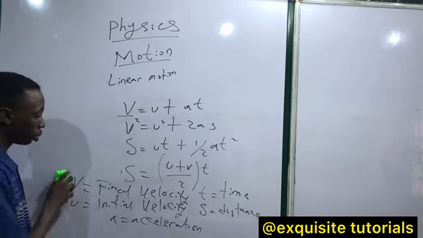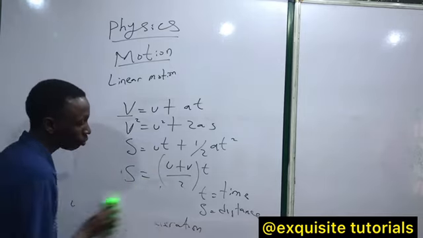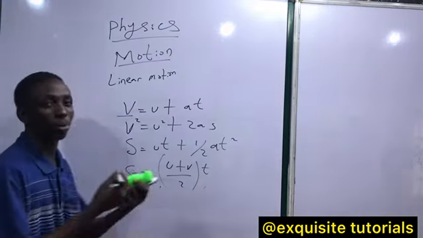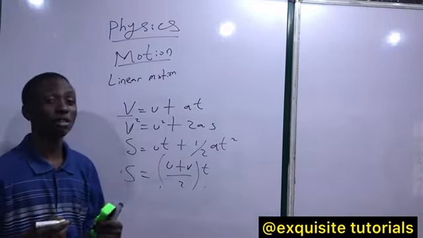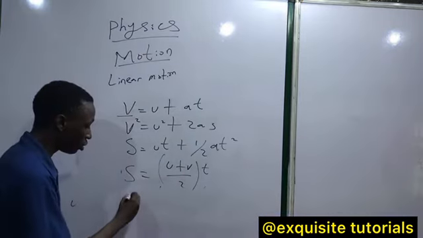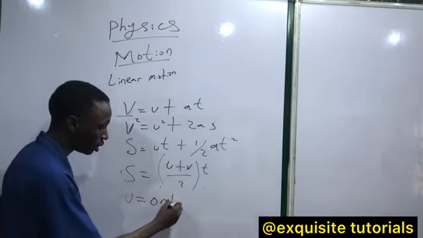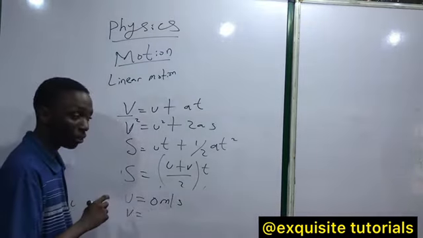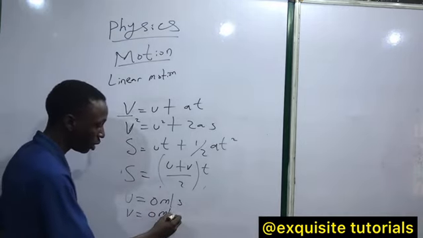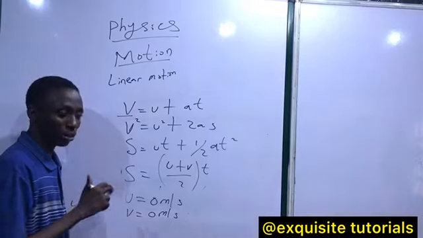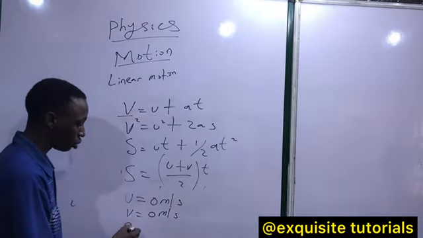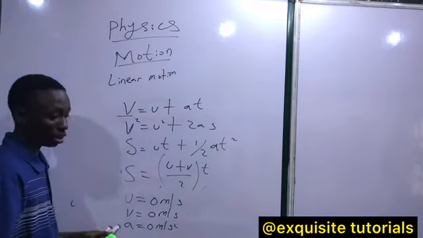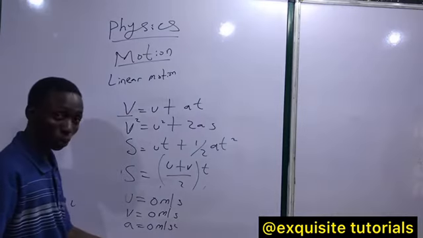Now let me explain some concepts under these parameters. When a body starts from rest, what does that mean? It means the initial velocity of the body is equal to 0 meters per second. When a body comes to rest, the final velocity is equal to 0 meters per second. When the body moves at uniform velocity, as we explained before, the acceleration of the body is equal to 0 meters per second squared. So these are the parameters we should note when talking about motion.